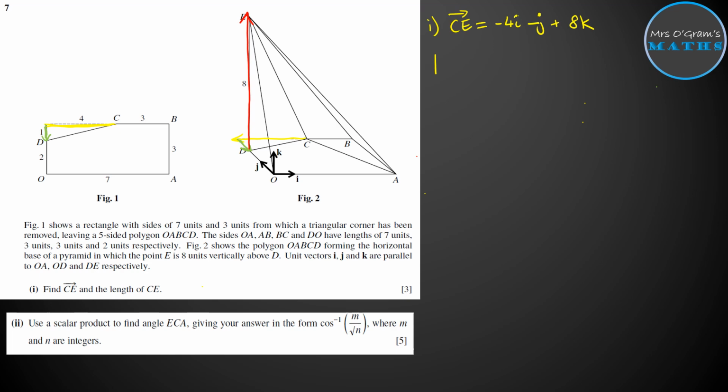Then the length of that is fairly straightforward. We're finding the modulus of that vector, which will be the square root of minus 4 squared plus minus 1 squared plus 8 squared. And that comes to 9.